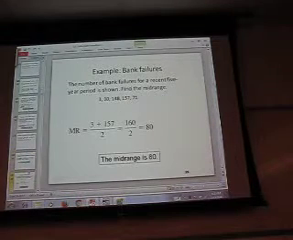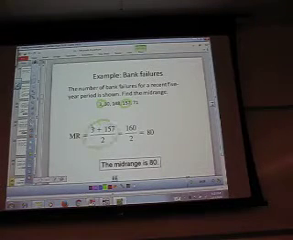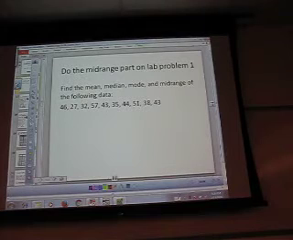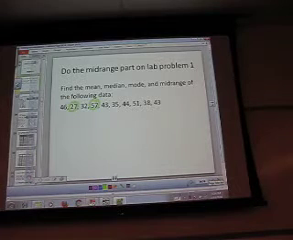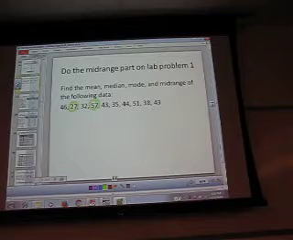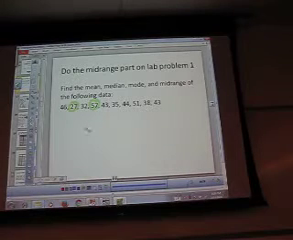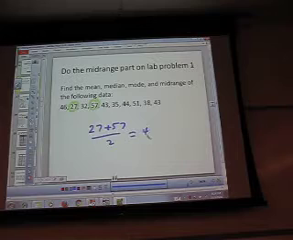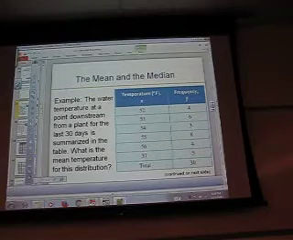Here's an example. I'm going to take the highest and the lowest and average them. Mid-range is 180. All right, add them up, divide by 2. I'll give you guys 30 seconds to find the mid-range on your lab problem. I'll help you out by circling the smallest and largest, 27, 57. All right, so your mid-range, you guys got 27 plus 57 divided by 2, 42, yes? Great.